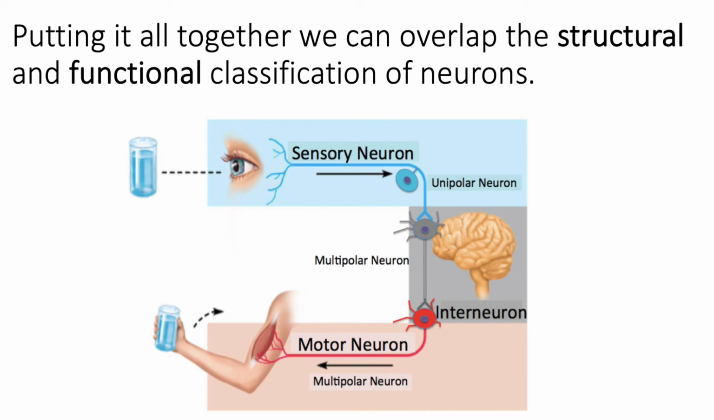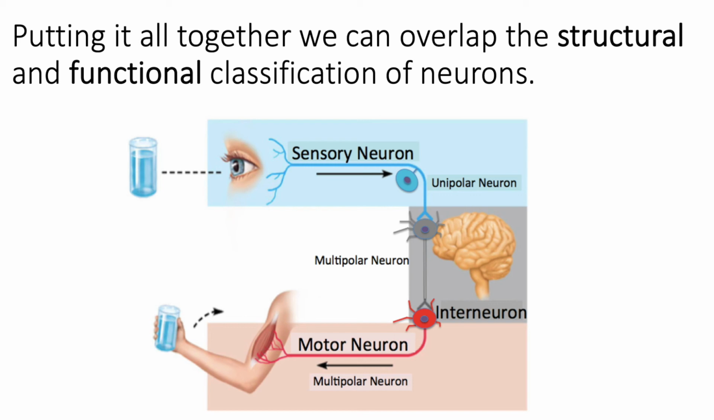Of course, we have to now overlap our understanding of the structural classification of neurons with our functional classification of neurons. When we talk about the functional classification of neurons, we divide them into three categories. A neuron is either a sensory neuron, an interneuron, or a motor neuron. Sensory neurons bring information towards the central nervous system. All sensory neurons are unipolar neurons, okay? Once that sensory neuron enters into the central nervous system, that central process will synapse on an interneuron. All interneurons are multipolar neurons.